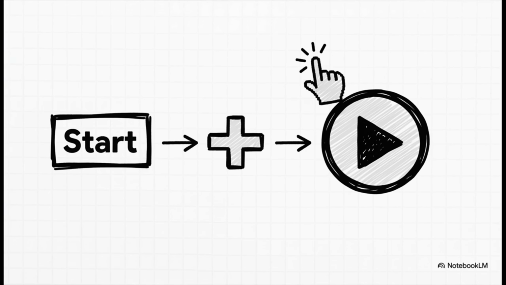So every workflow needs something to kick it off, right? A starting signal. We call that a trigger. For this one, we're going to start with a manual trigger. This is absolutely perfect when you're just building and testing because it means the automation only runs when you decide to hit the Go button.